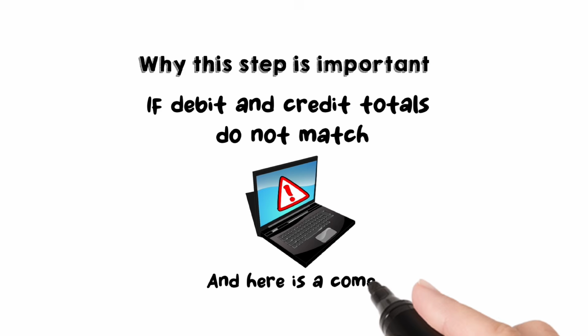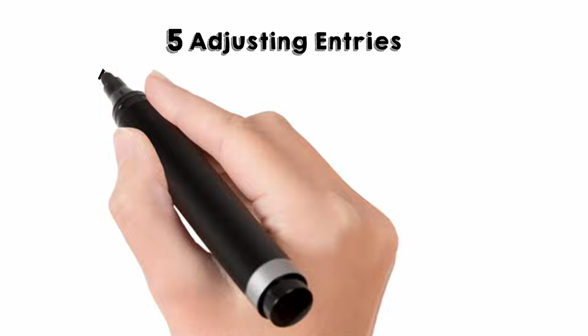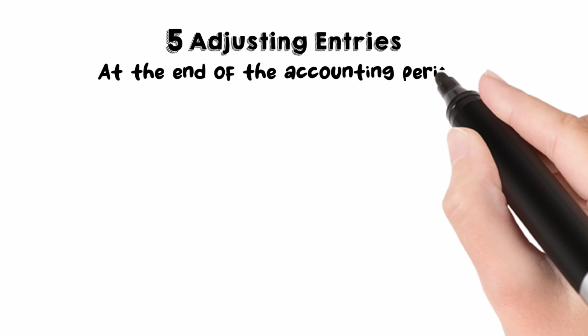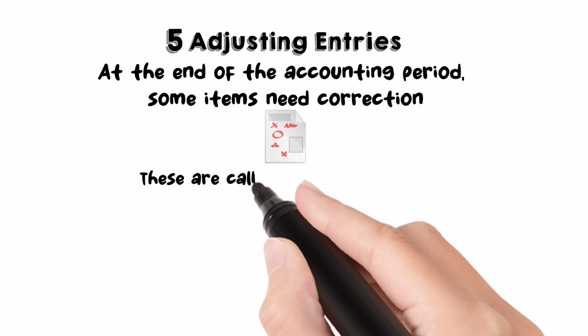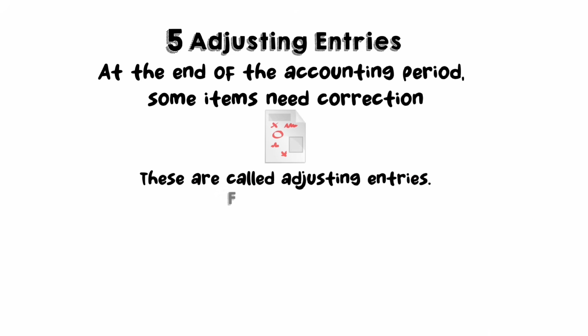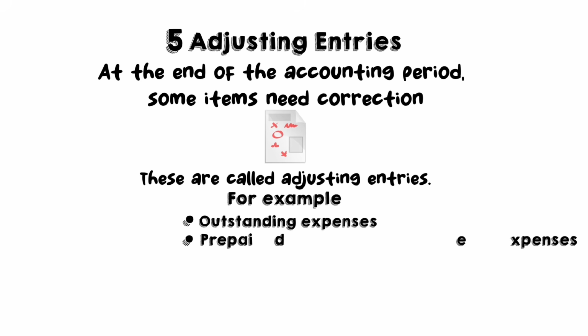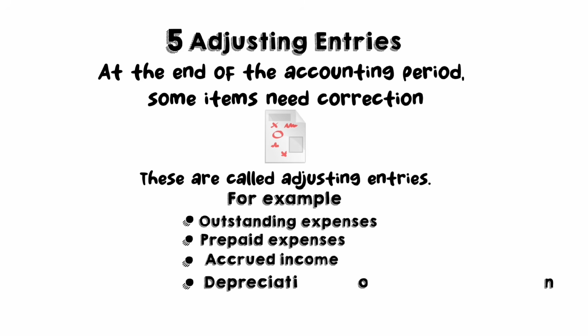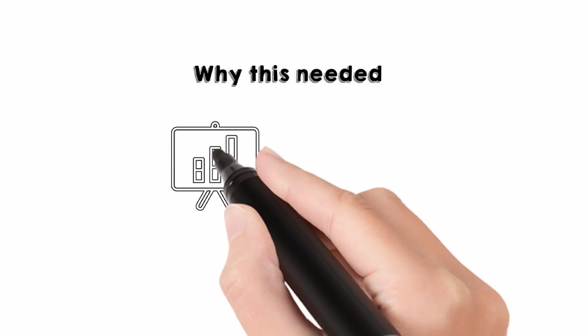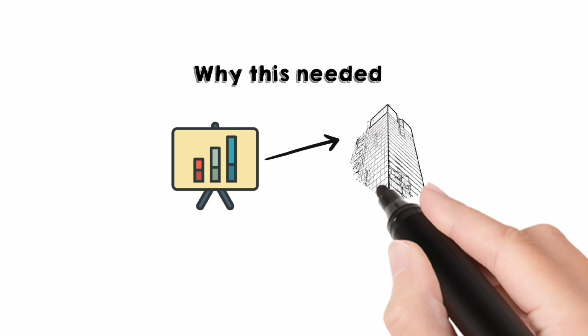And here is Number 5, adjusting entries. At the end of the accounting period, some items need correction or update. These are called adjusting entries. For examples, outstanding expenses, prepaid expenses, accrued income, depreciation, income received in advance. Why is this needed? To show the true financial position of the business.